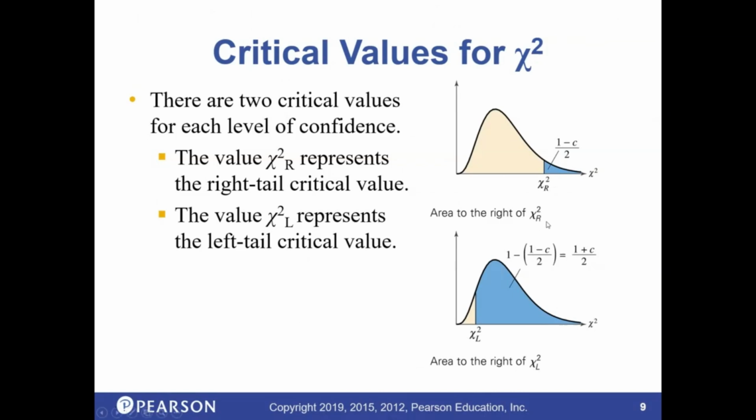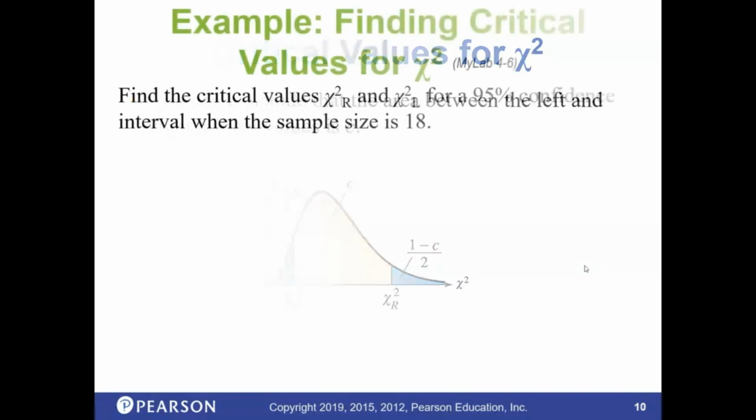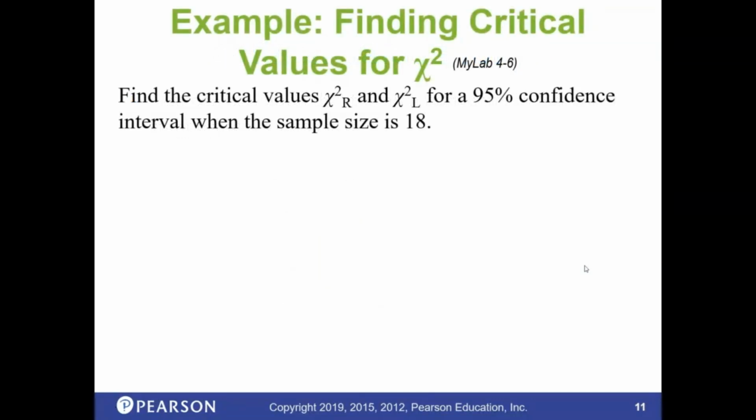Okay? So to find the chi-squared R, you're going to take 1 minus C and divide by 2. To find chi-squared L, you're going to take 1 plus C and divide by 2. So you can conclude that the area between the left and right critical values is your C, your confidence level. So on this first example, we want to find the critical values chi-squared R and chi-squared L for a 95% confidence interval when the sample size is 18.